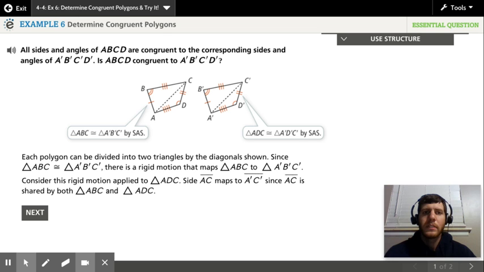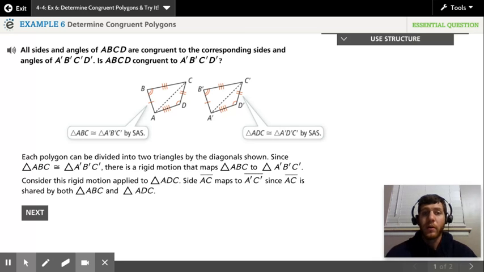Okay, example 6, determine congruent polygons. And again, this is a very poorly worded example. It says all sides and angles of quadrilateral ABCD are congruent to the corresponding sides and angles of quadrilateral A prime, B prime, C prime, D prime. Okay, then it asks, is ABCD congruent to A prime, B prime, C prime, D prime?